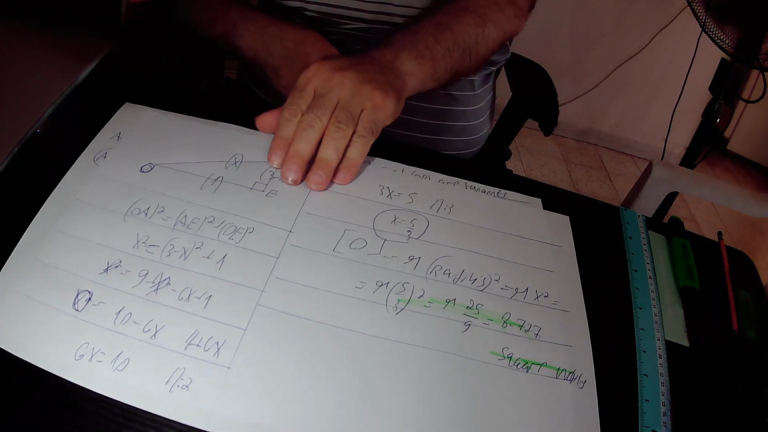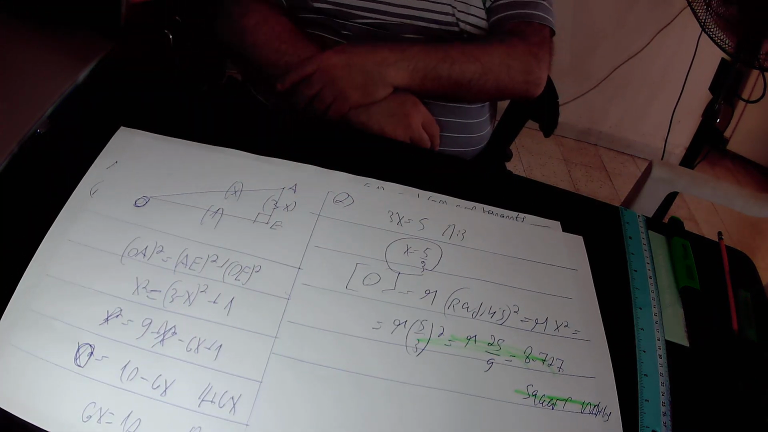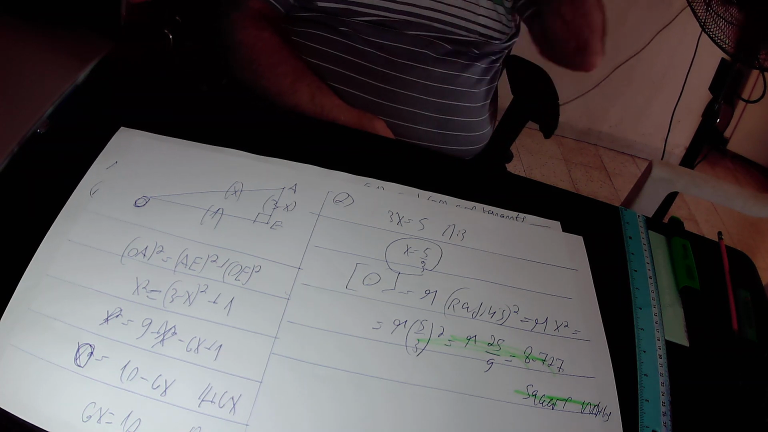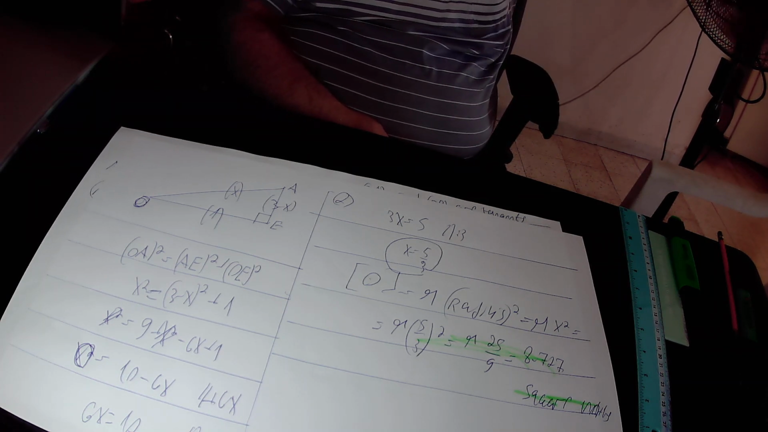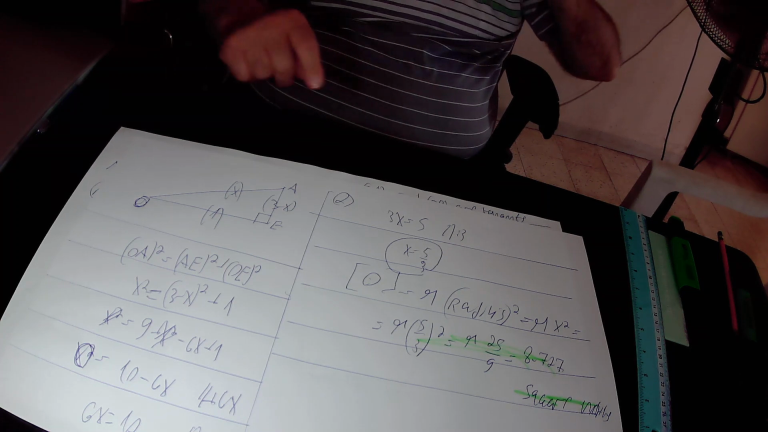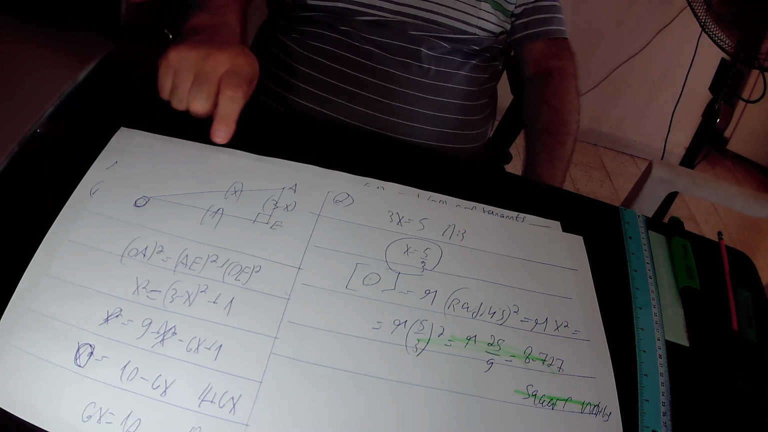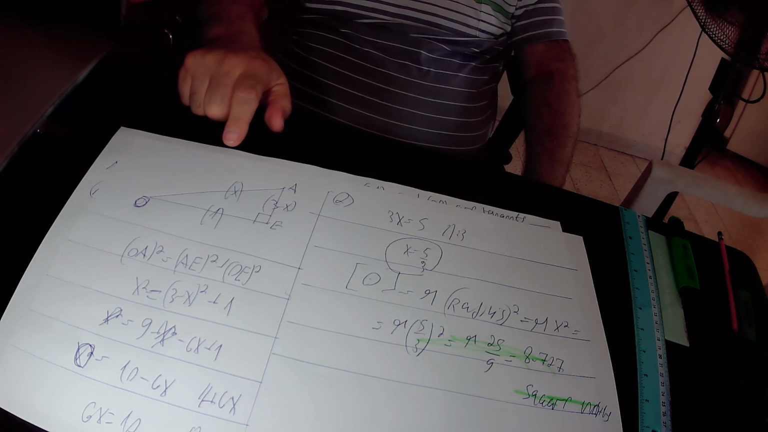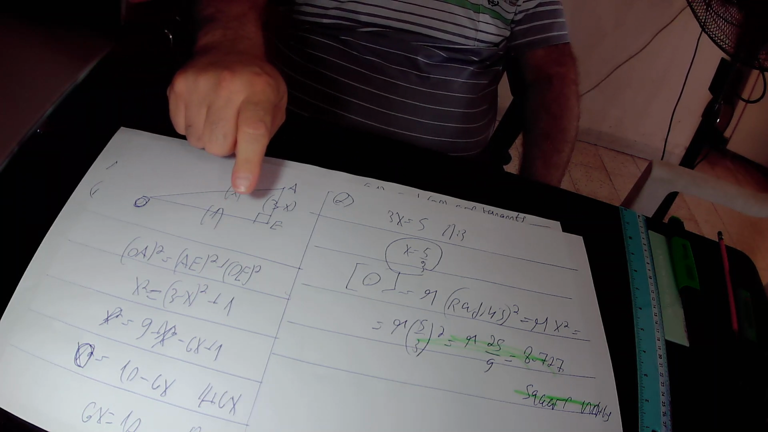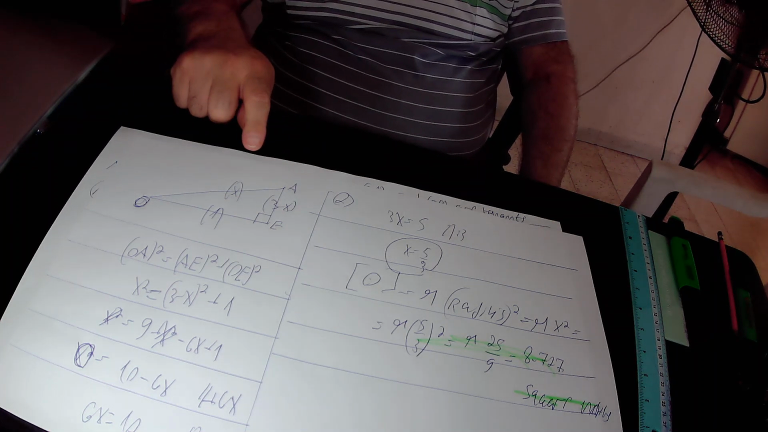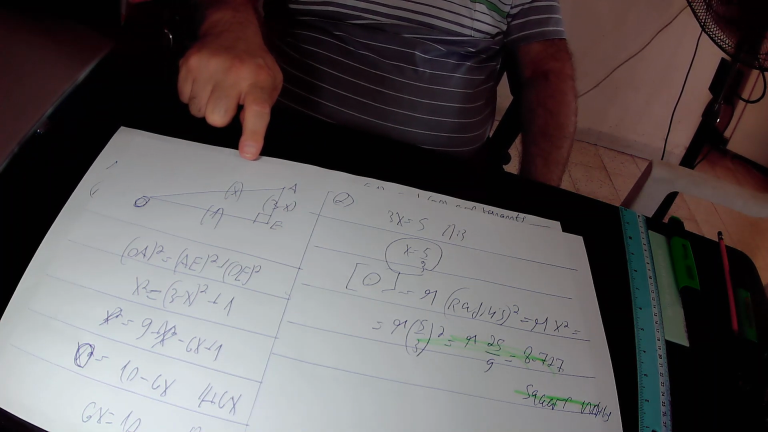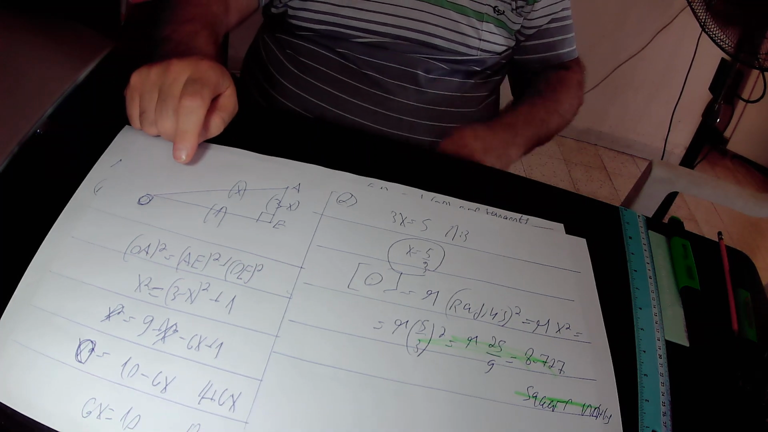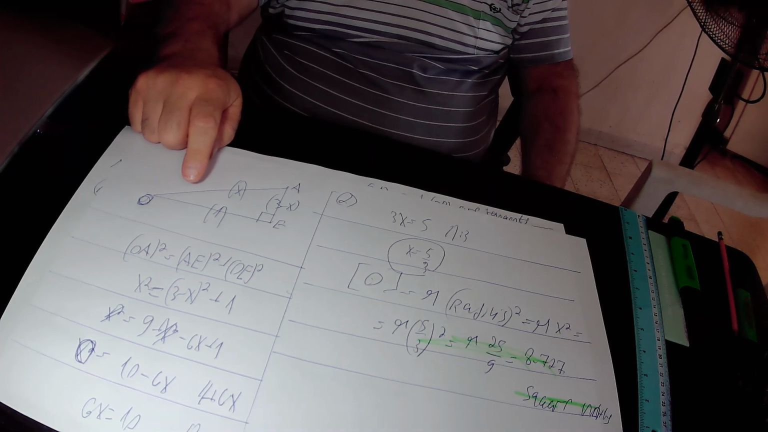This is the right triangle AOE that I copied from the original domain. According to the Pythagoras theorem, in this right triangle AOE, AO squared, the square of the hypotenuse, equals AE squared plus OE squared. The hypotenuse AO is X, therefore AO squared is X squared, and it equals AE squared.